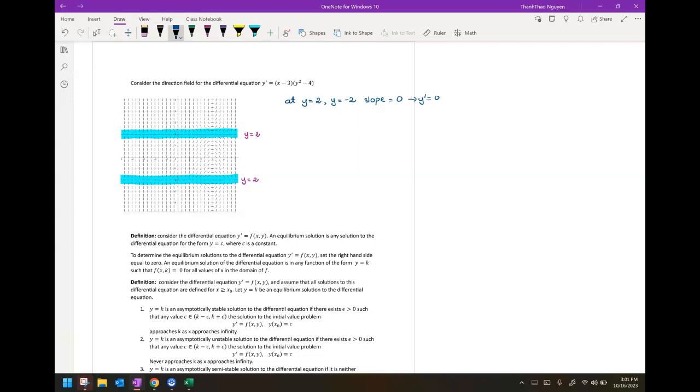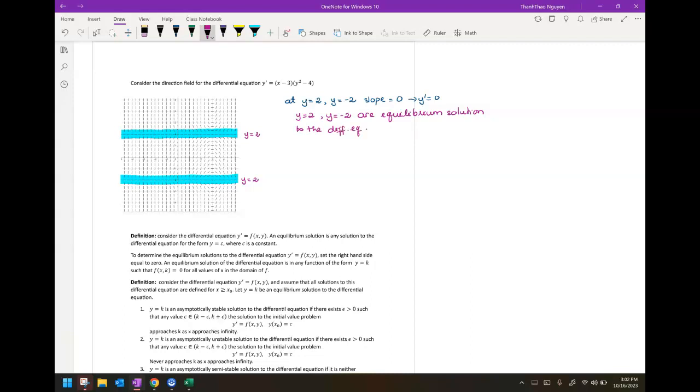Okay, so when this happens, we call y equals 2 and y equals -2 a solution to the differential equation, and they call it an equilibrium solution. So this means y equals 2 and y equals -2 are equilibrium solutions to the differential equation.